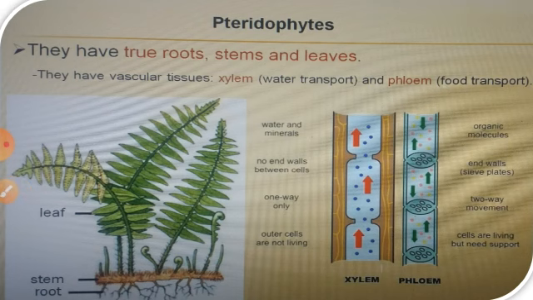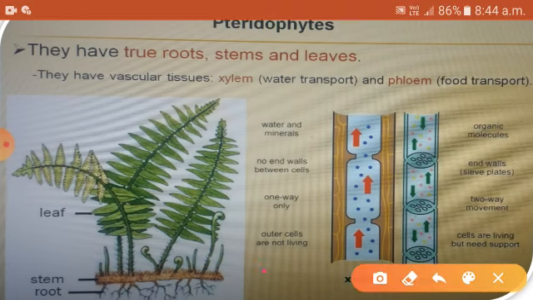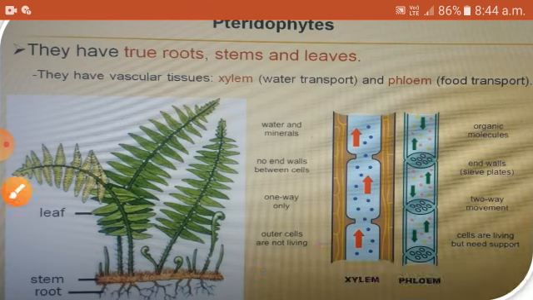Pteridophytes have well developed true roots, stems and leaves, which means that they have vascular tissues called xylem and phloem. You can see here, xylem and phloem. Xylem is specialized for transporting water and nutrients from roots to other parts, while phloem is specialized for transporting food, or in other words carbohydrates produced through photosynthesis from leaves to the growing as well as the storage tissues of the plant body.